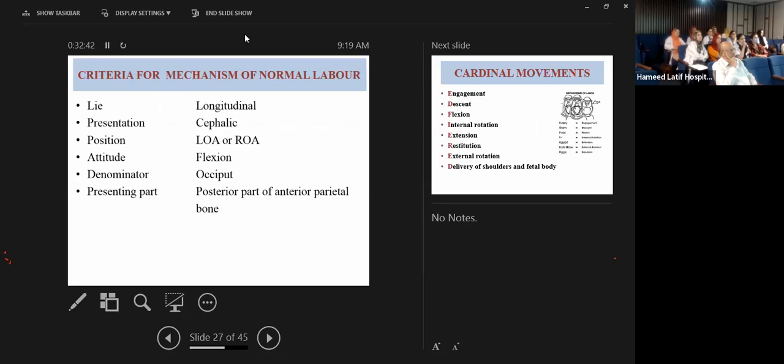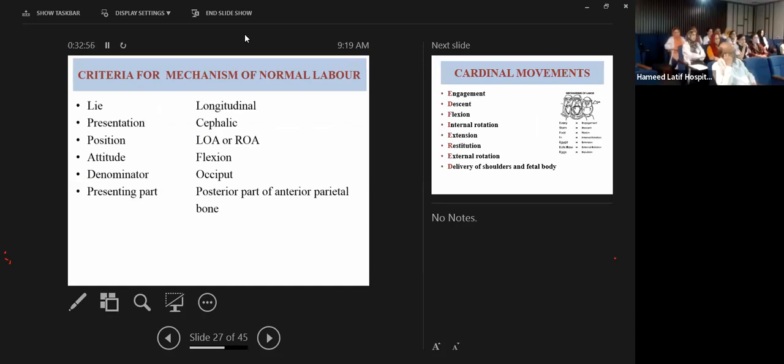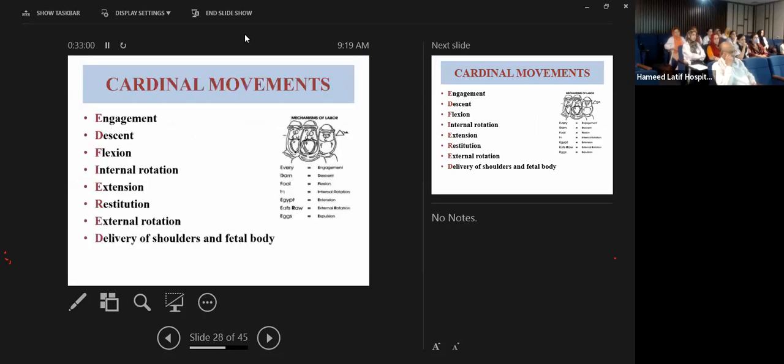There are some criteria for the mechanism of normal labor. That is, the lie must be longitudinal, presentation must be cephalic, and the position is occipital anterior, which may be right or left. Attitude is flexion, and the denominator is the occiput. The presenting part is really the posterior part of the anterior parietal bone.